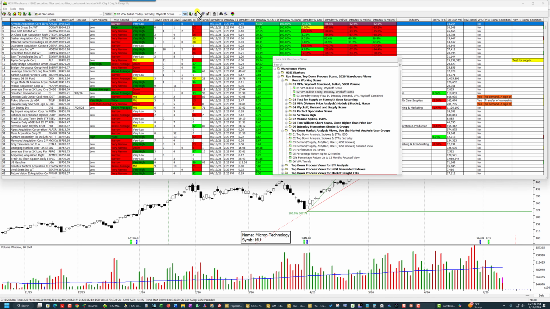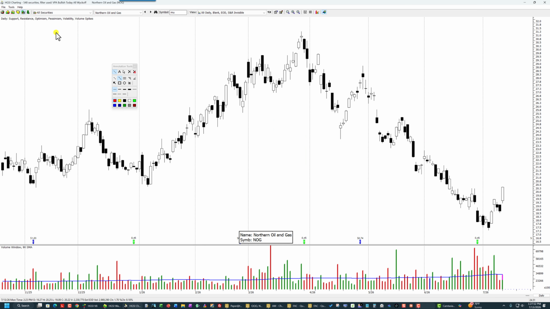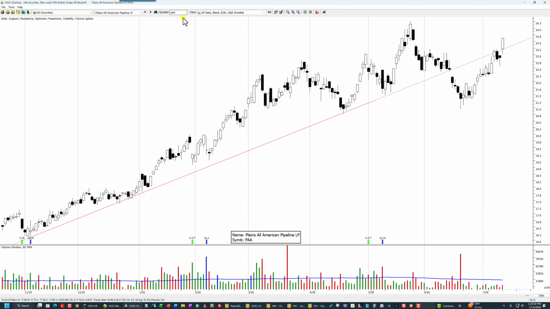Apply the filter. Let's look at Northern Oil and Gas. Clearly in a very strong downtrend. But if I draw a trend line on here, and then when I go back to PAA, I just type that in, you can see that the trend line is still on here. So it should retain these trend lines for all the stocks you mark up.